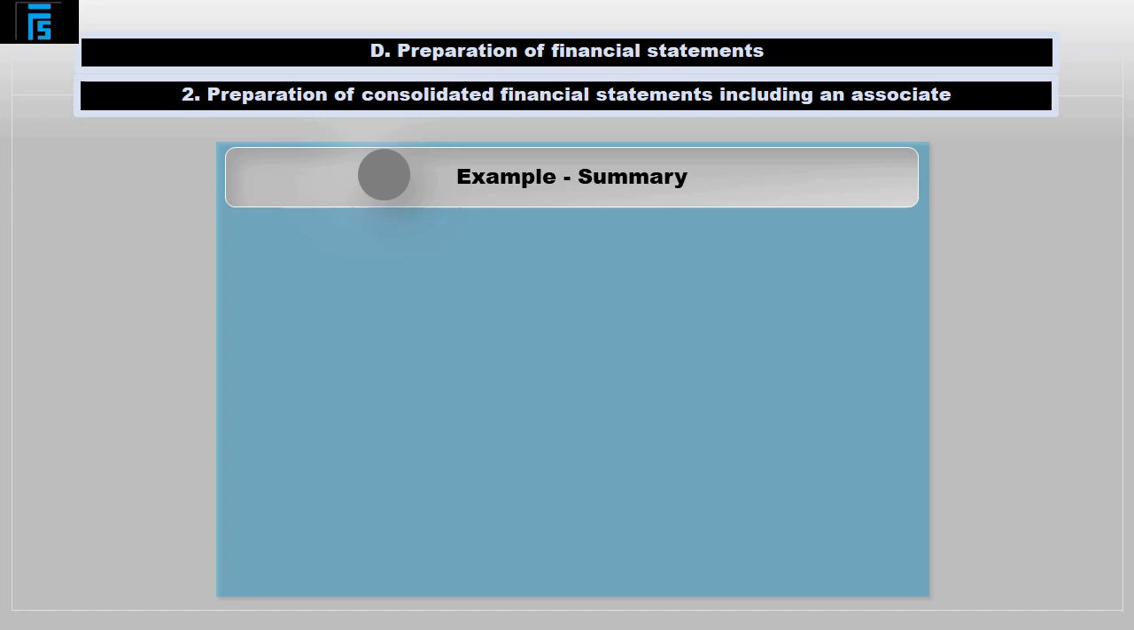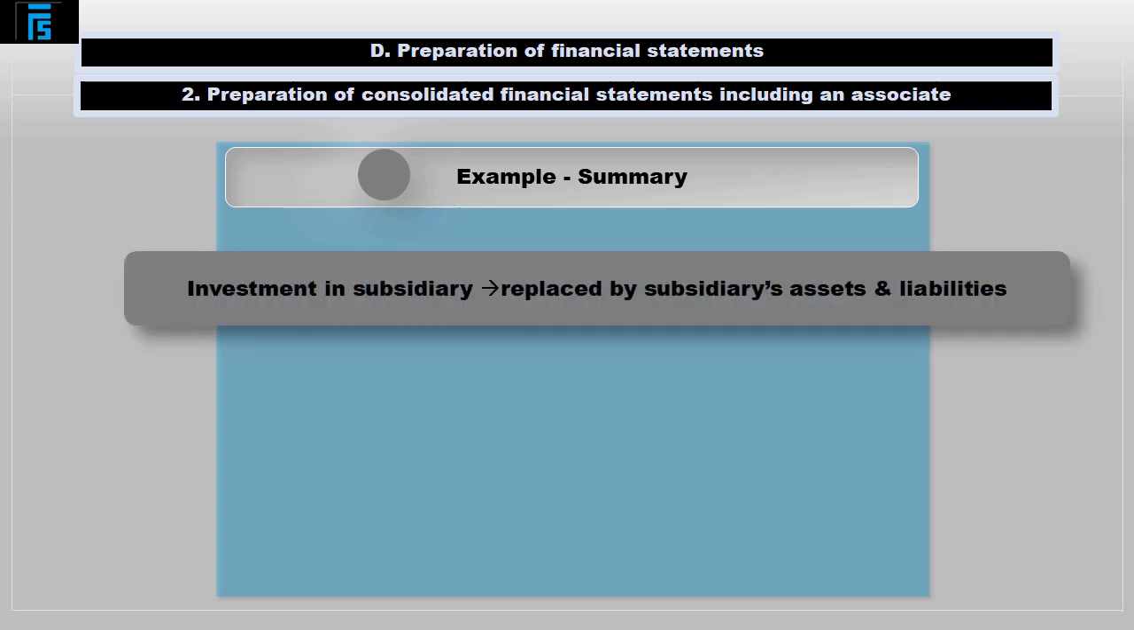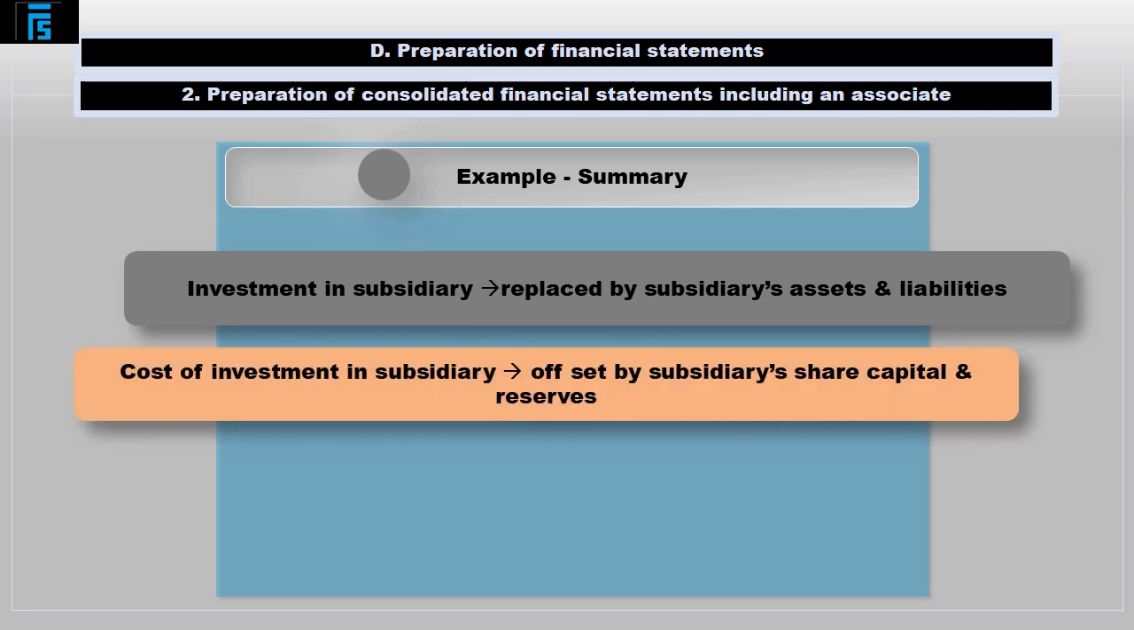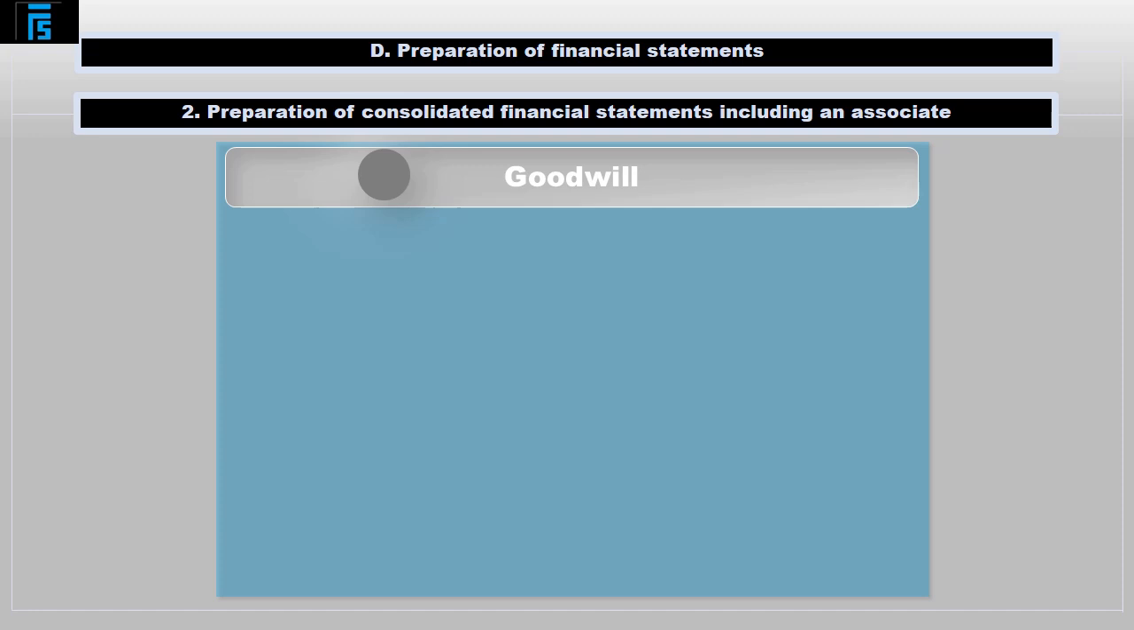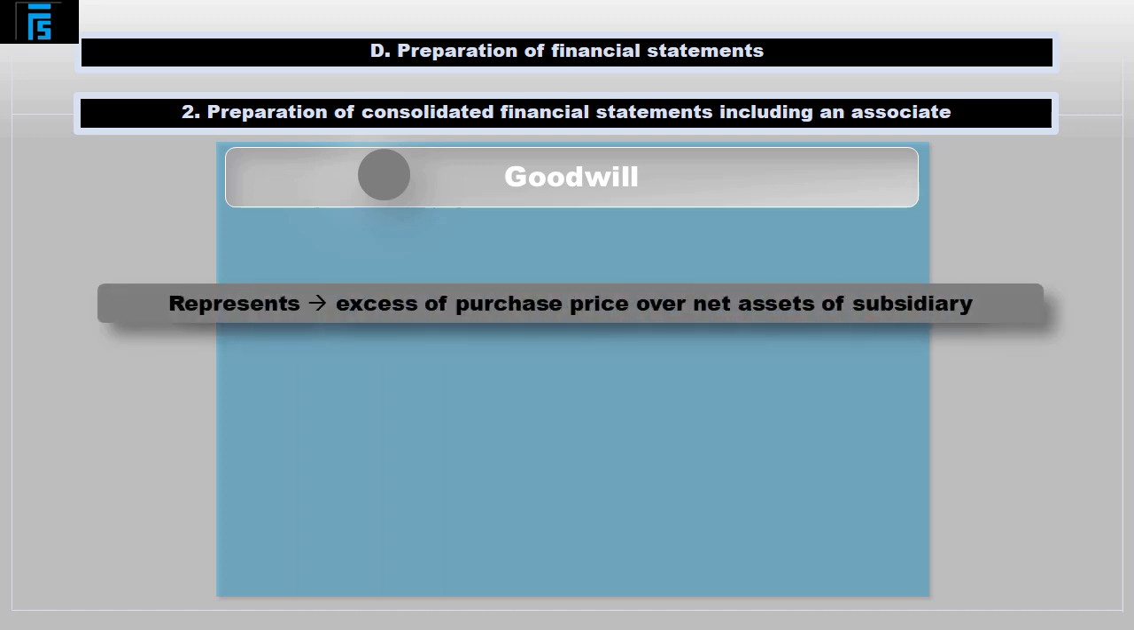and their impact on the consolidated financial statements. The investment in the subsidiary, as reported within the assets of the parent, has now been replaced by the subsidiary's individual assets and liabilities. At the same time, the cost of the investment in the subsidiary has effectively been offset against the subsidiary's share capital and reserves as at the date of acquisition, producing a difference referred to as goodwill. And finally, the share capital reported in the consolidated statement of financial position comprises the share capital of the parent company only. The goodwill recognized under non-current assets within the consolidated statement of financial position represents the excess of the purchase price over the value of the net assets of the acquired subsidiary.